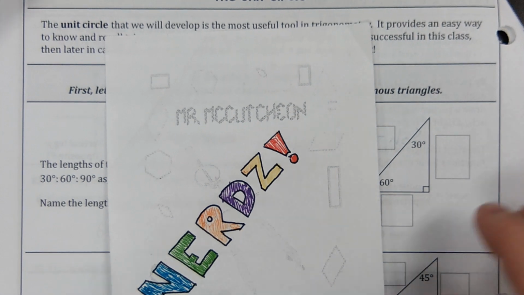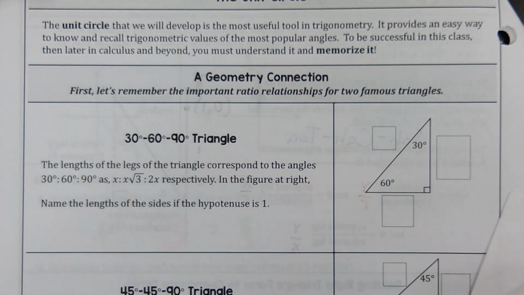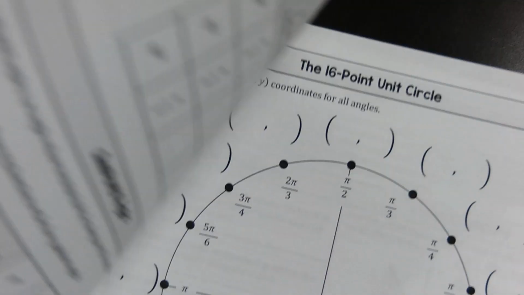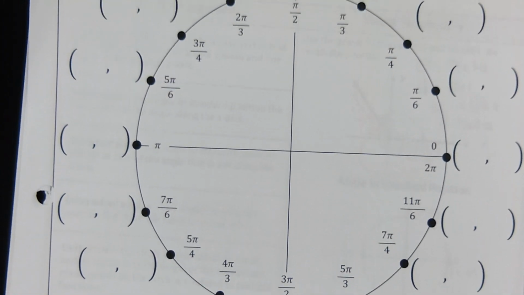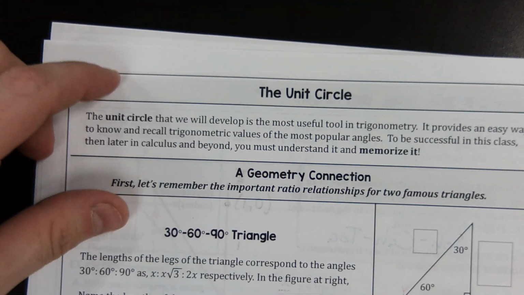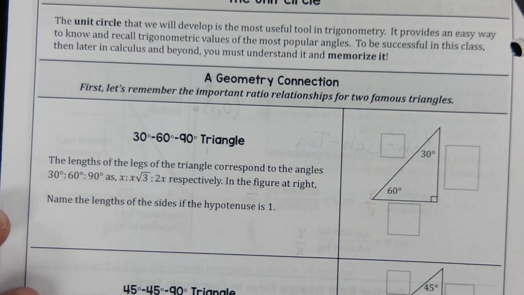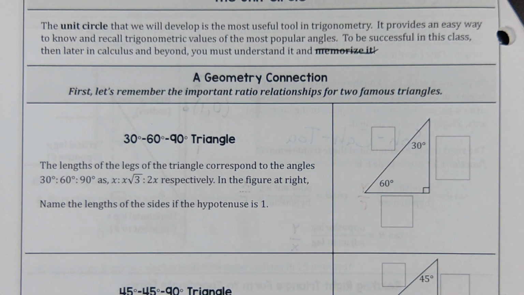So if you look up here, she's talking about this unit circle. You have to understand it and memorize it. Let me show you the unit circle in case you've never seen it before. It's this behemoth covered in coordinates, and you're supposed to, quote unquote, memorize that? Get real. You need to understand it. You need to know where it comes from.